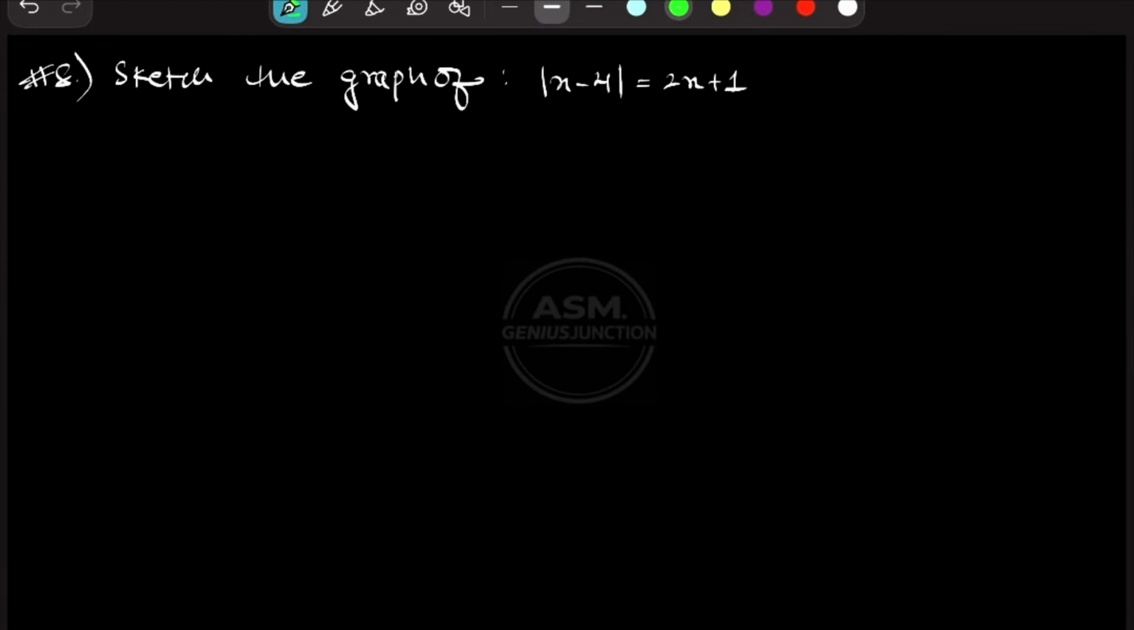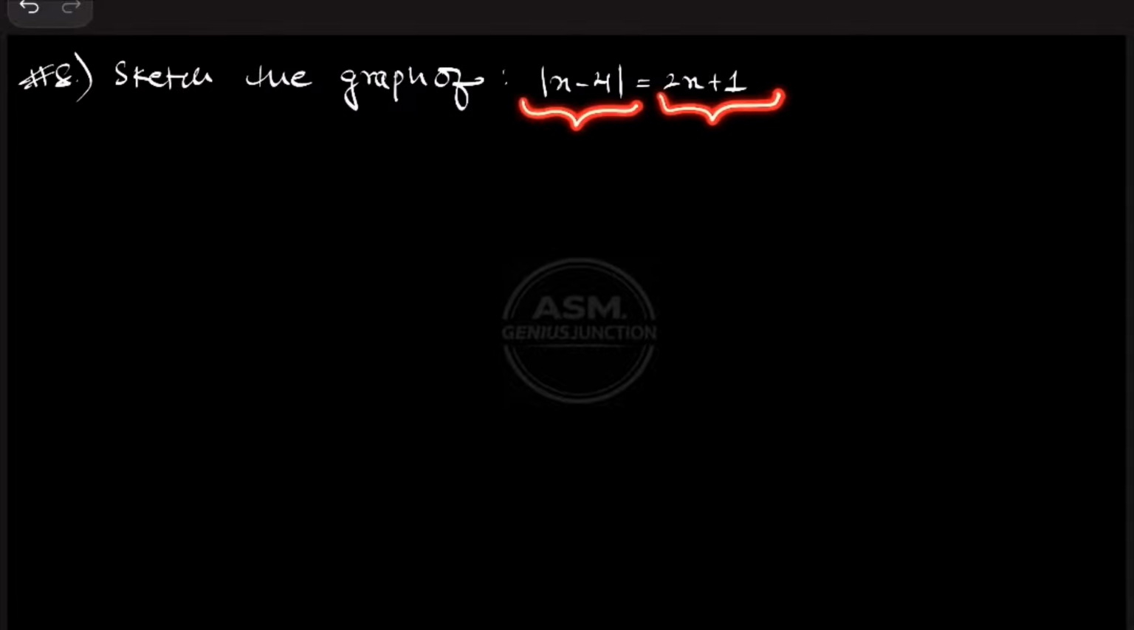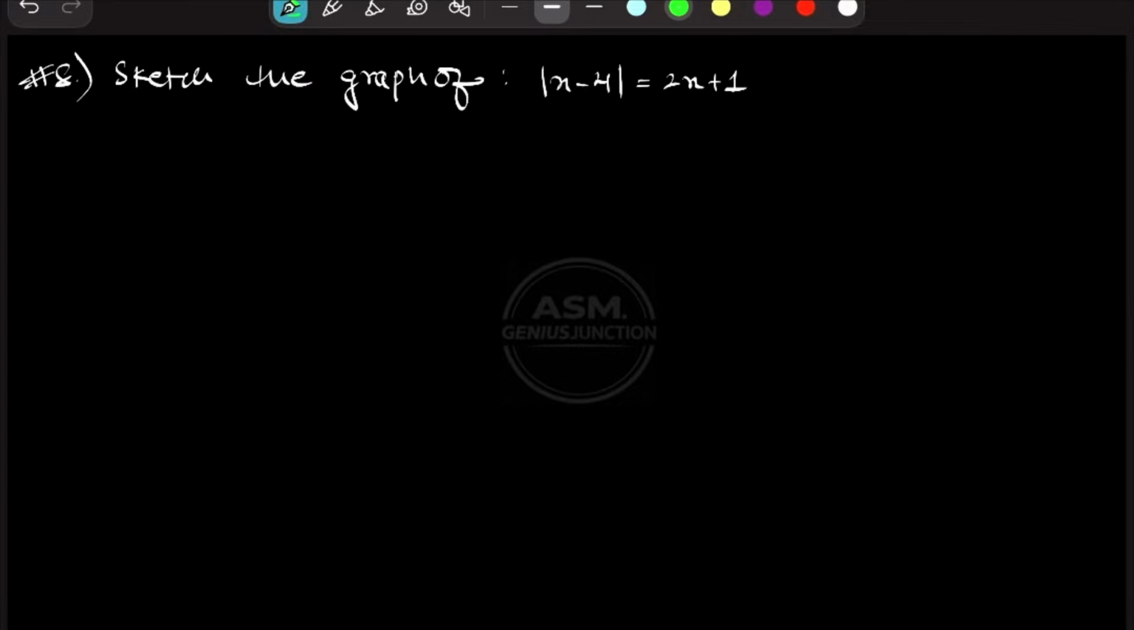Okay, so graph of mod x minus 4, and on the right hand side we are having 2x plus 1. How are we going to deal with these types of questions? If you carefully observe this, you have a left hand side as well as a right hand side. On the left hand side you have a modulus function, whereas on the right hand side you have a simple linear function which is representing a straight line. Okay, so what are we going to do, simple.